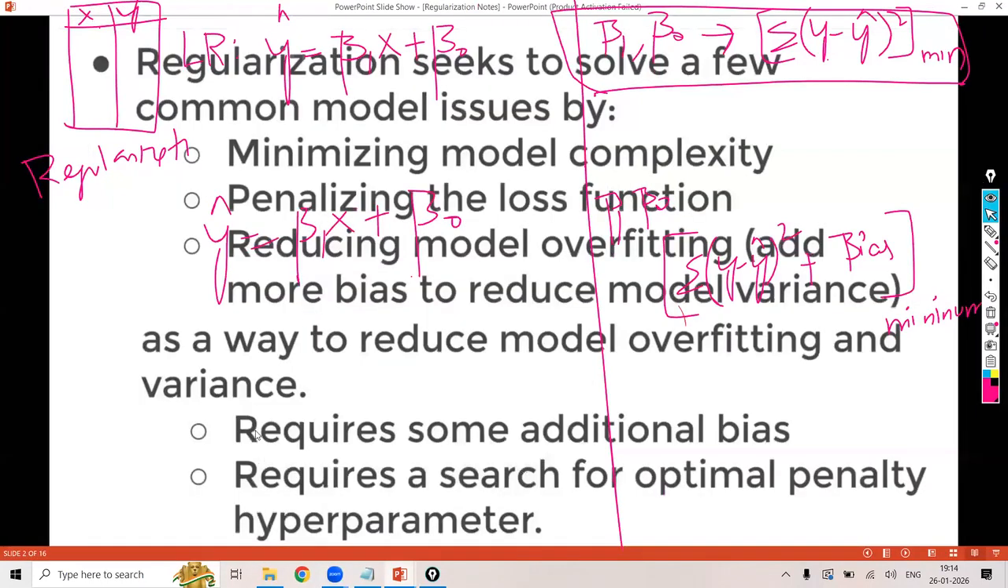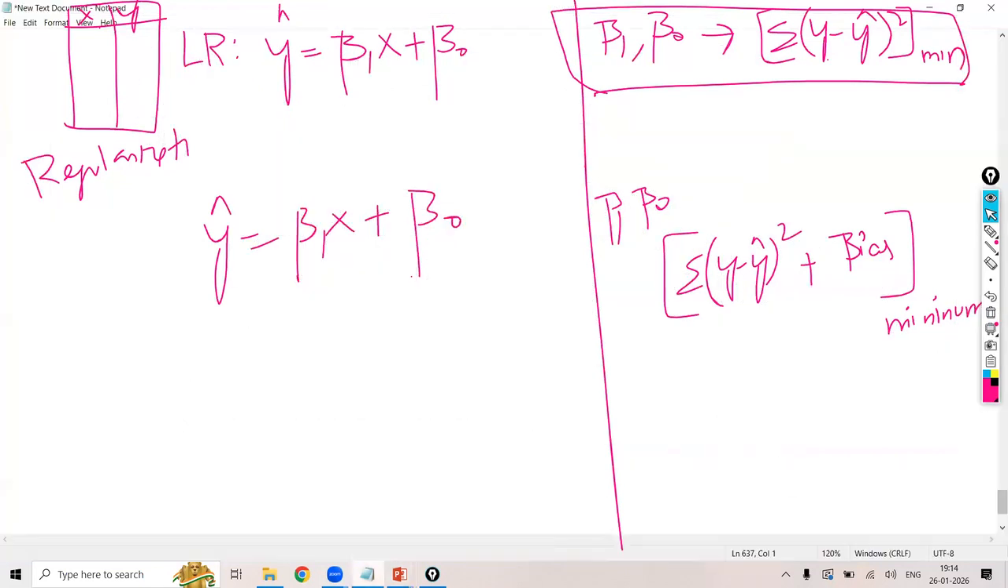So here, as I told you, it requires some additional bias. So this additional bias only. Sir, what is this additional bias? That is the one concept which we are going to discuss now. So what is this bias and what is everything? We are going to understand one by one. Okay. So here they brought in the bias.